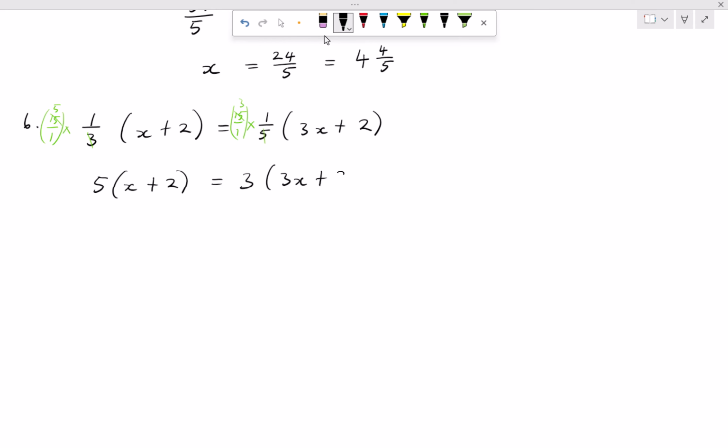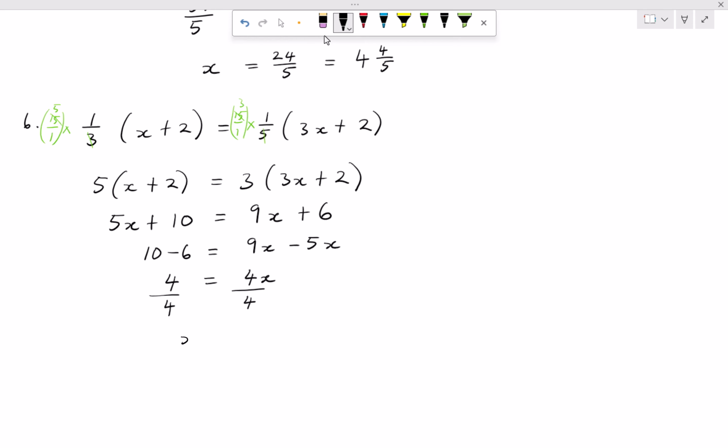is equal to 3 times 3x plus 2. We expand, we remain with 5x plus 10 is equal to 9x plus 6. So now grouping like terms together, we have 10 minus 6 on this side is equal to 9x minus 5x. We remain with 4 is equal to 9x minus 5x, that is 4x. So we divide both sides by 4 and we remain with x is equal to 1.